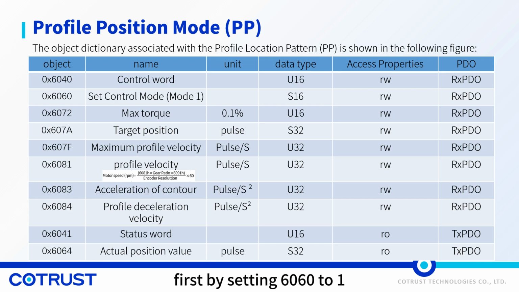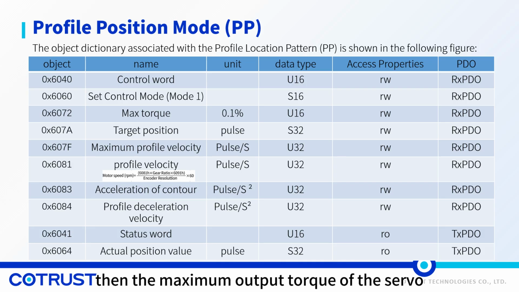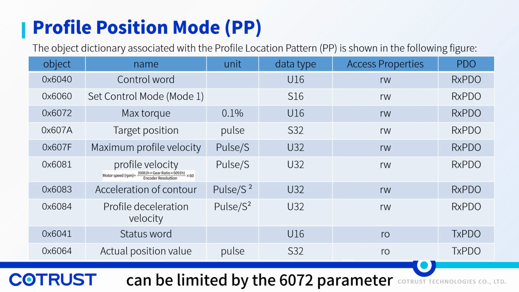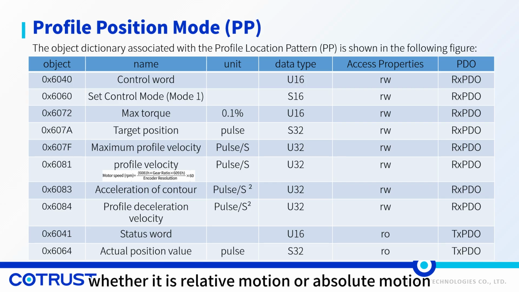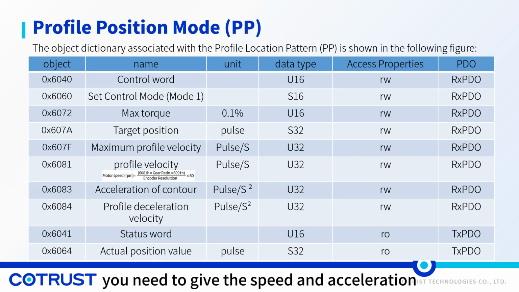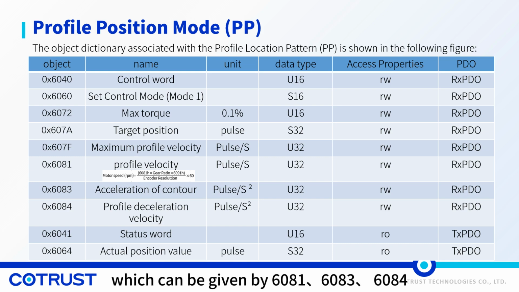First, by setting 6060 to 1, the control mode can be set to PP mode. Then the maximum output torque of the servo can be limited by the 6072 parameter. Set the target position through 607A, whether it is relative motion or absolute motion. The position is given by 607A, and the unit is pulse. After you have the position, you need to give the speed and acceleration and deceleration to move, which can be given by 6081, 6083, 6084.